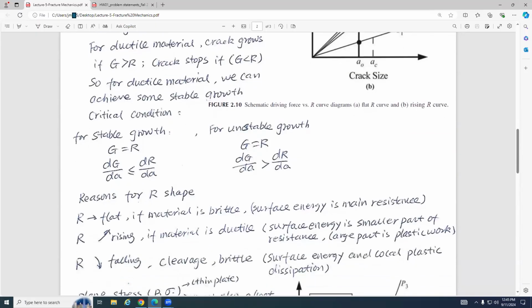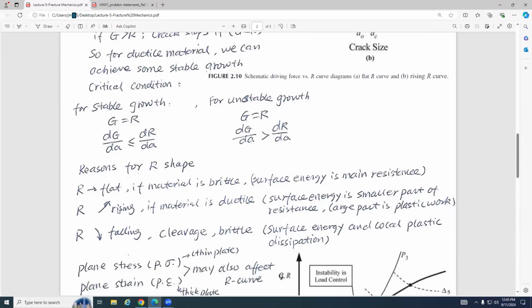So this is for the shape of R. R is flat if the material is brittle. It means surface energy is the main resistance. The surface energy is dominant, and plastic deformation and any other material behavior does not change it. So we know, if the material is brittle, the R is flat.